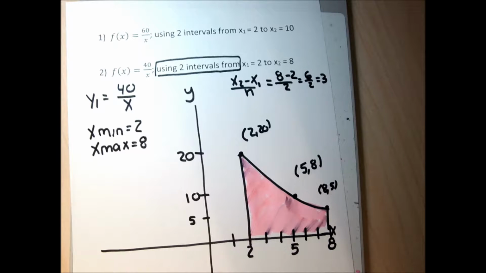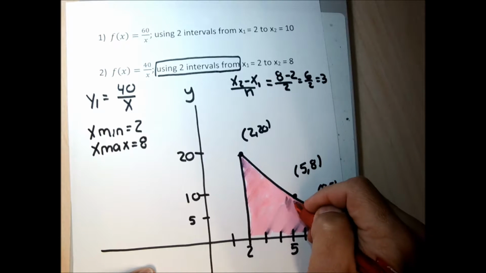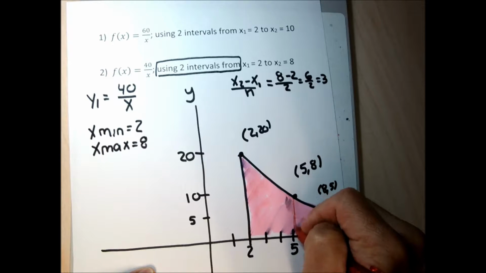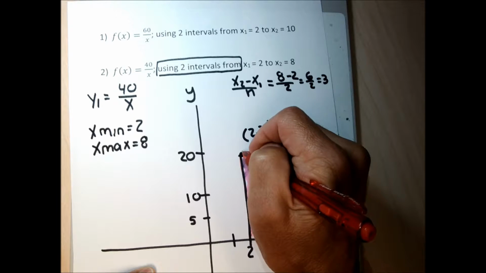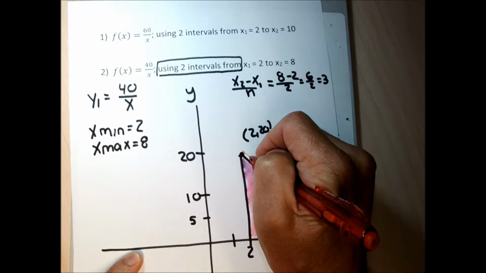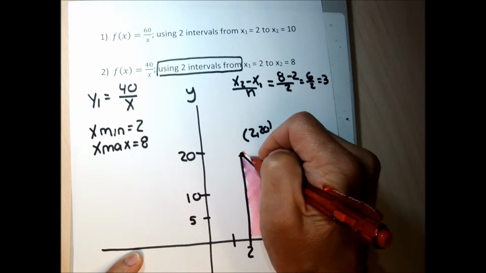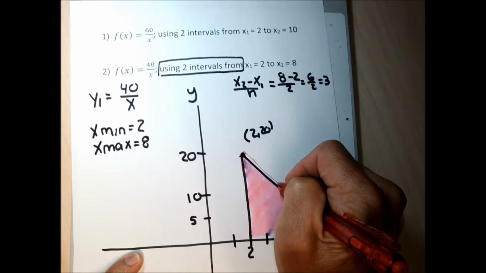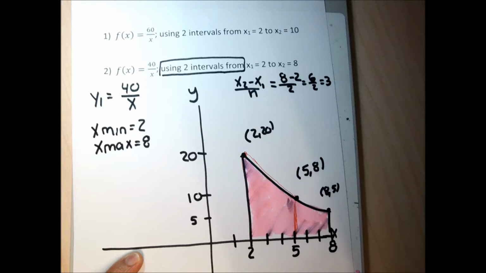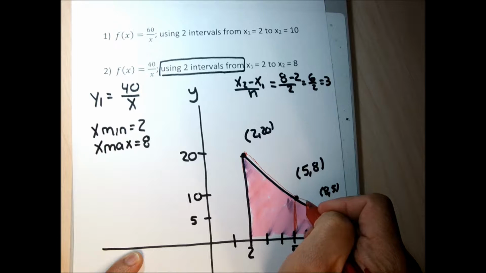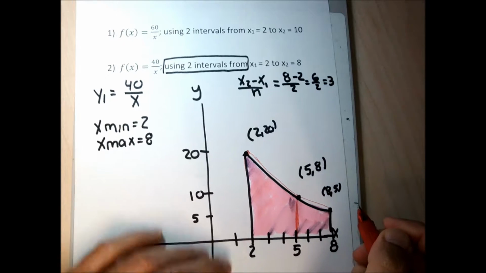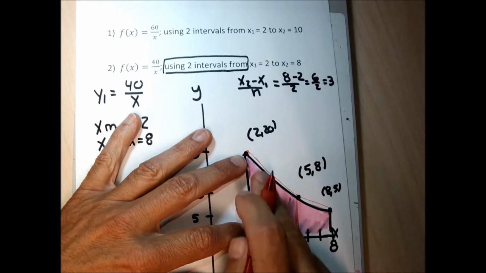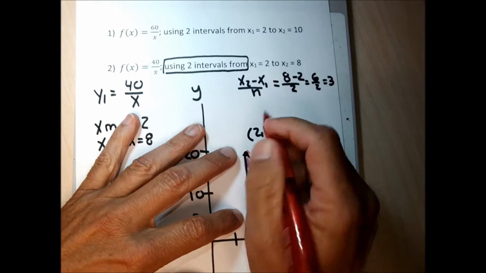What I'm going to do is I'm going to draw a trapezoid. I'm going to make these the bases and connect these points and draw a trapezoid, and connect these points and draw it. So there's 2 trapezoids kind of drawn here. This is my first trapezoid.